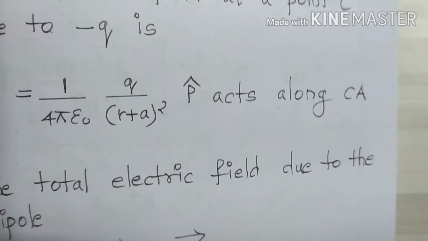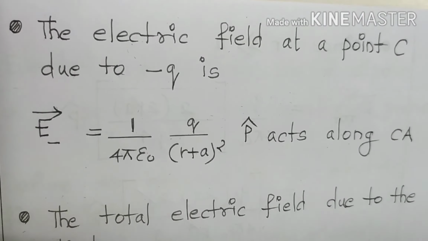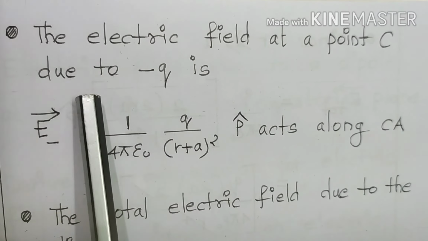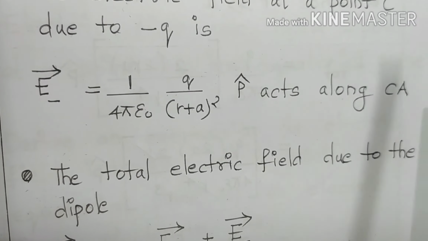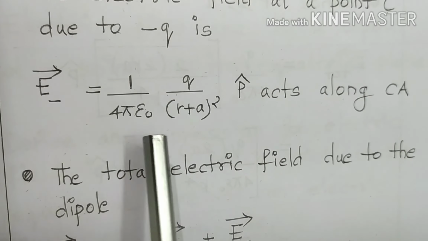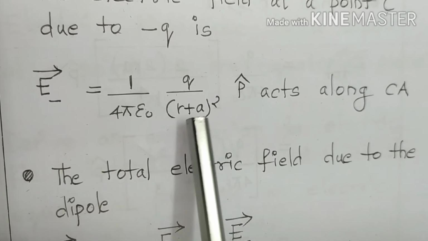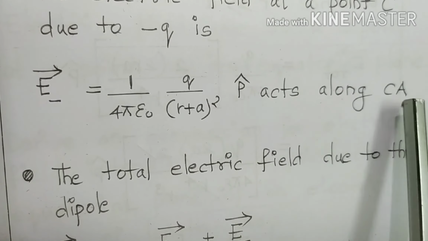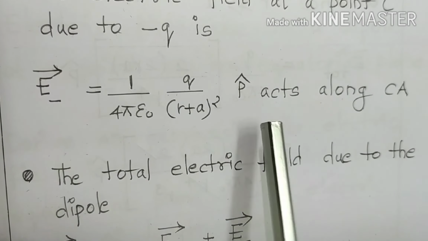Next, the electric field at point C due to minus q is E minus vector is equal to 1 by 4 pi epsilon naught q by, in the place of r we have to write r plus a whole square. p cap acts along CA. If you have a look at the diagram, you can easily understand.